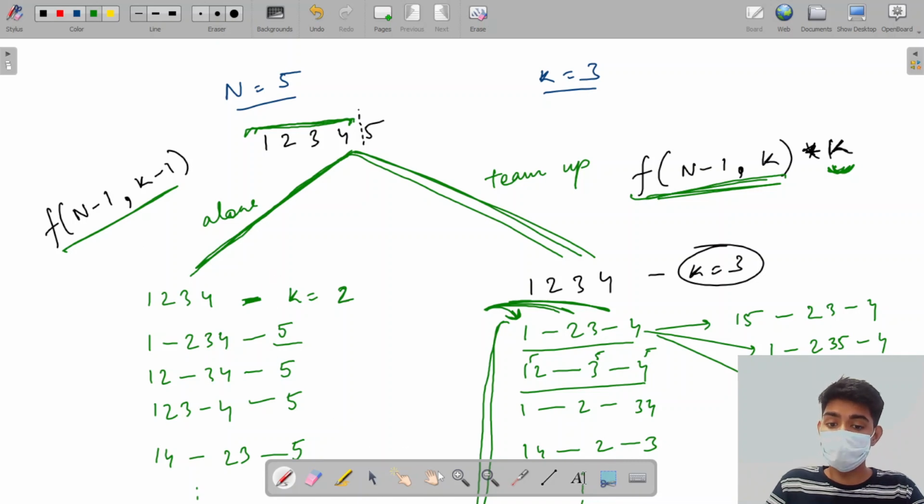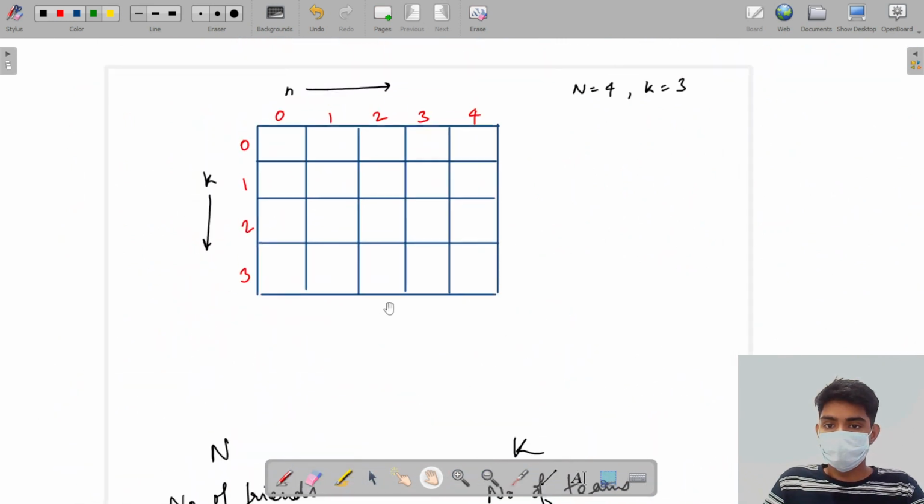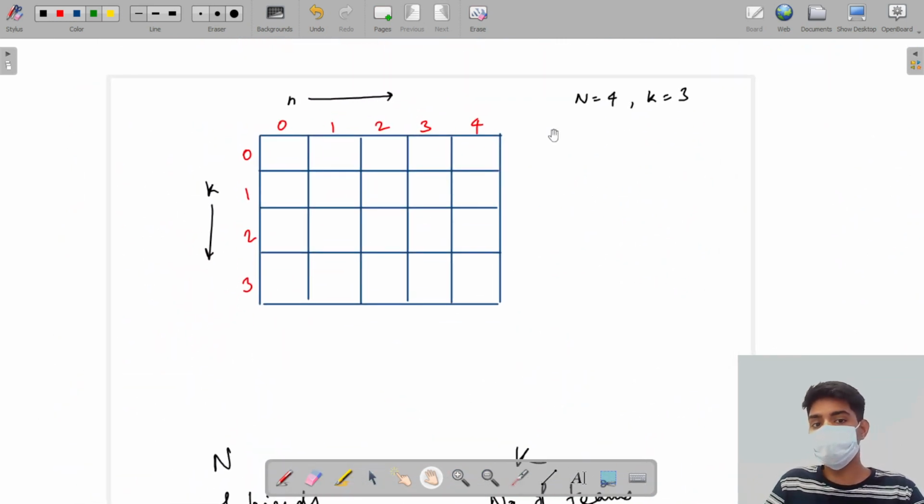Now let's try to fill a DP array using this part. Okay, I have this DP array for n equals 4 and k equals 3. Right, how are we going to solve this? Let's see.